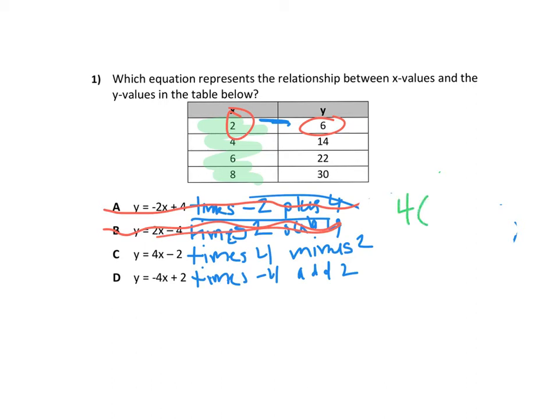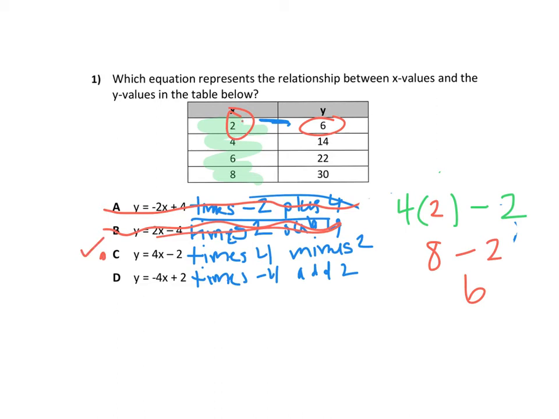4 times some number minus 2. So let's plug in a 2 and see what we get. 4 times 2 is 8. 8 minus 2 is 6. So this one does work, so that's a maybe, because I know 2 is 6.